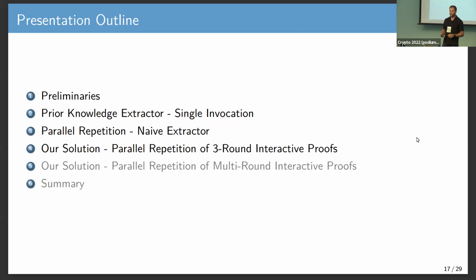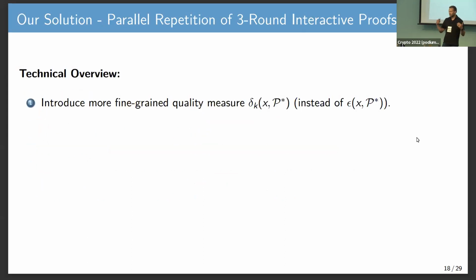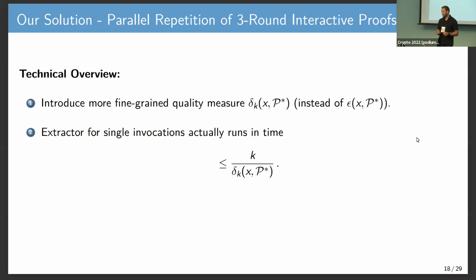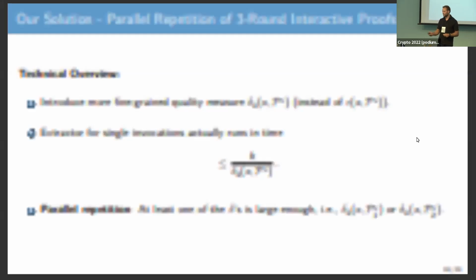So how do we solve this issue? On a very high level, what we do is we introduce a new figure of merit. Thus far, the figure of merit was epsilon, the success probability of the prover P star. We introduce sort of a punctured success probability delta. And we show that the extractors are exactly the same extractor. We do not modify the extraction approach, but this extractor actually succeeds in time k divided by delta. So now we just refined the analysis of exactly the same extractor.